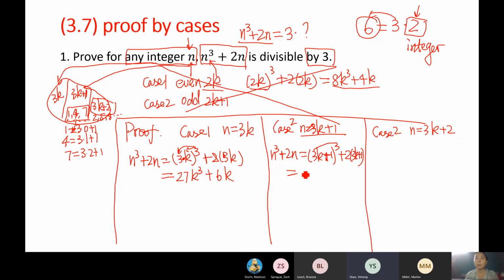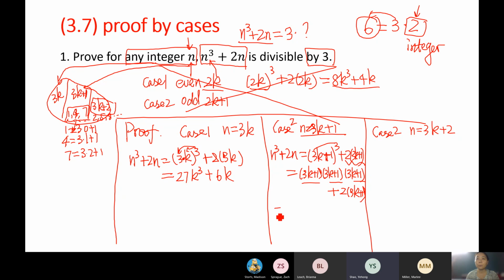So the way to do it is to do 3k plus 1 times 3k plus 1. If you have not memorized the formula, which is usually not required, you don't have to memorize the formula, you have to do 3 copies. So you multiply 3 copies of 3k plus 1. Let me bring that down there.